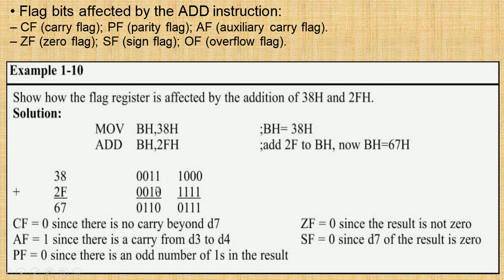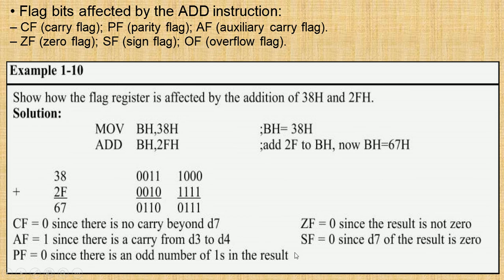What is the status of the auxiliary carry flag? The auxiliary carry flag depends on D3 and D4. Is there any carry from D3 to D4? Yes. Therefore, the auxiliary carry flag is set. Then, how many ones do we have here? 1, 2, 3, 4, 5. 5 ones means odd parity. The parity flag is reset since there is an odd number of ones in the result. What about the zero flag? What is the final result? 67. Is it equal to 0? No. The result is not 0. The zero flag is reset. If the result is 0, it is set. But the result is not equal to 0 here, so reset.